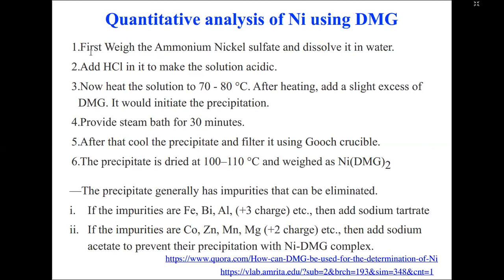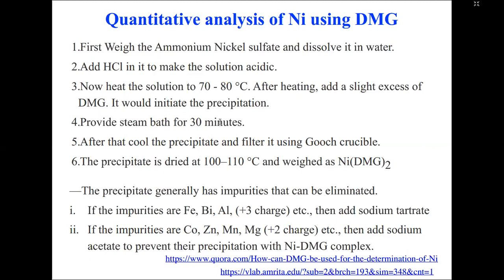So basically you weigh the ammonium nickel sulfate, which is the source of nickel ion, and dissolve it in water. Then you add HCl to make the solution acidic. Then you heat it to 70 to 80 degrees centigrade and add a slight excess of DMG. Okay, and it would initiate the precipitate. So it will form the precipitation because we are forming that red powder.